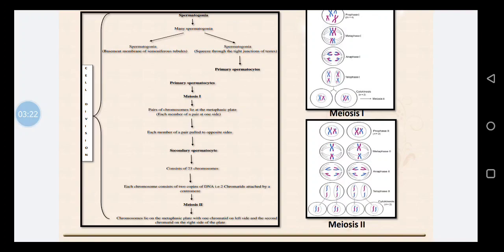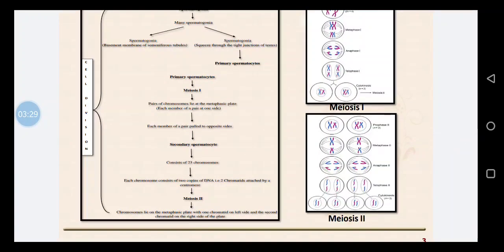Now each chromosome in metaphase 2 gets aligned on the metaphase plate, and the two chromatids on the chromosome are attached together by a centromere. In anaphase 2, the two chromatids are separated from the centromere and pulled to opposite sides. Like this, meiosis 2 is also completed, and finally in meiosis 2, four haploid spermatids are produced. So this is cell division.